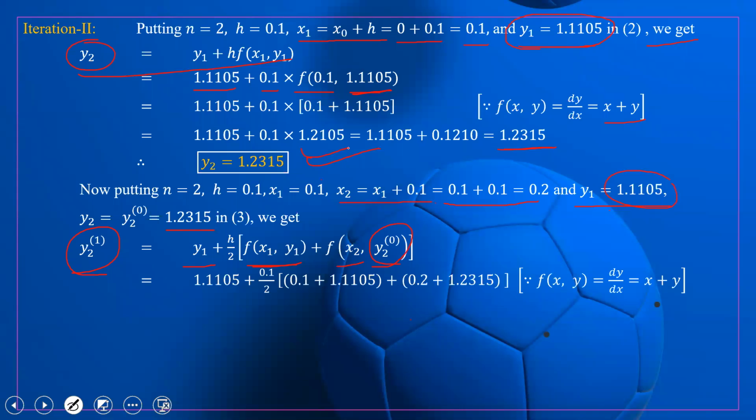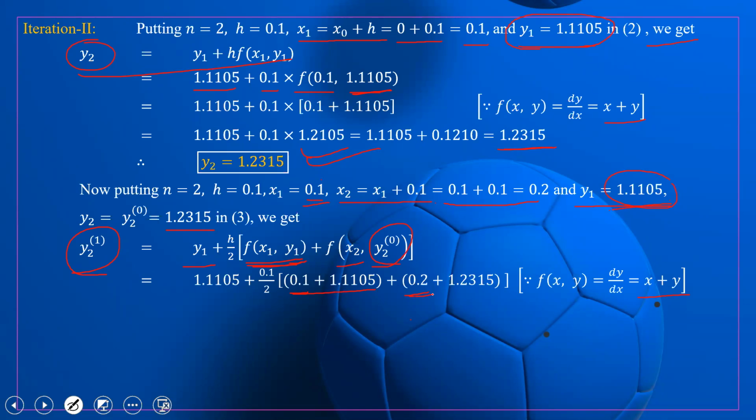So again we calculate this value. What is f of x1 y1 using this formula? So it is 0.1, because x1 is what? X1 is equal to 0.1, and y1 is equal to 1.1105. This is the value of first part.